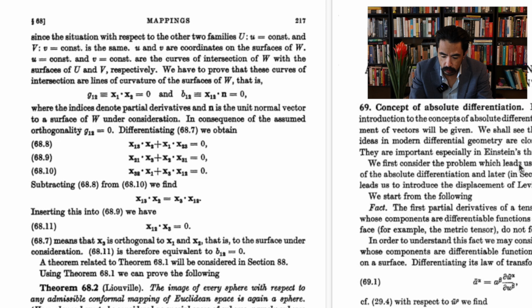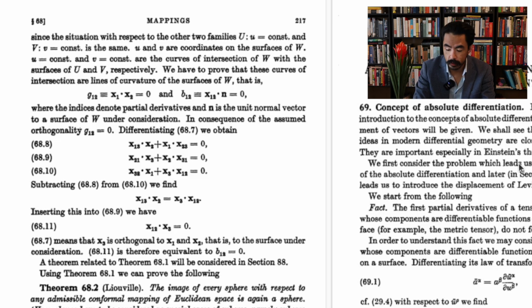Since the situation with respect to the other two families, where capital U corresponds to the function lowercase u equal to a constant, and capital V where the function lowercase v is equal to a constant, is the same. Lowercase u and lowercase v are curvilinear coordinates on the surfaces of capital W. U equal to a constant and v equal to a constant are the curves of intersection of the family capital W with the surfaces of capital U and capital V respectively.